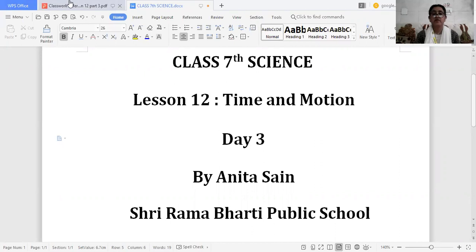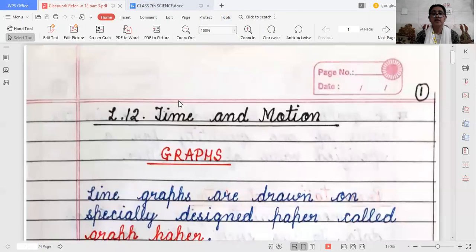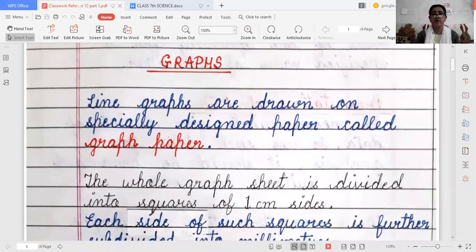Today I will explain a few topics from time and motion. So let's start. Today we will discuss graphs and different types of graphs. Now what are graphs? First of all, the line graphs, where are they drawn? The line graphs are drawn on specially designed paper, and what is this paper known as? It is known as graph paper.